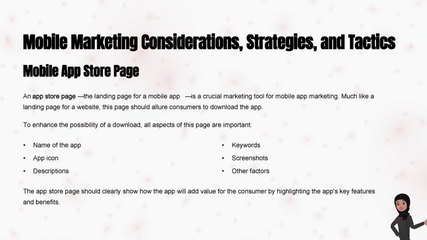The app name should be clear and memorable. The icon should be recognizable. The description should explain the app's value. Keywords help the app appear in searches, while screenshots show what users can expect from the experience. A strong App Store page highlights the app's key features and benefits. It should quickly answer the consumer's main question: why should I download this app instead of another one?